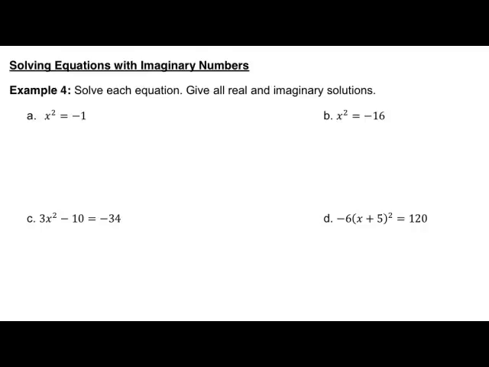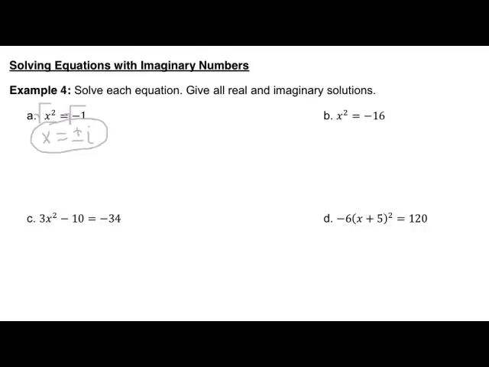If you notice, we don't have an x term, so we can use the square root to solve. If we take the square root of both sides, the square root of x squared is just x. This equals plus or minus. We know that the square root of -1 is i, so x is equal to plus or minus i.